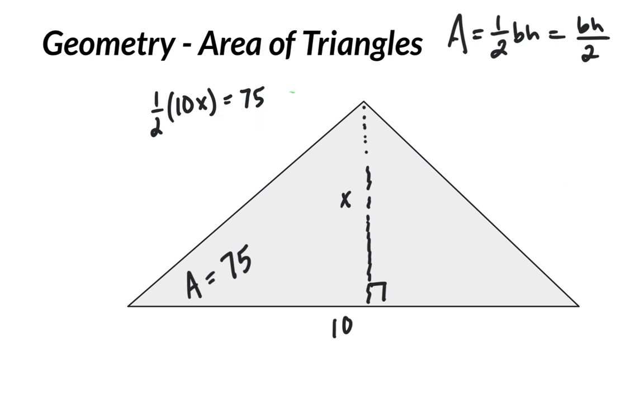I'm going to just choose to multiply the 1/2 in times 10, so 5x equals 75. And then divide both sides by 5. And of course, you get 5 as your x, so your height is 5. So using the formula, we can also use some algebra and really easily solve for missing pieces. Let me show you one other example with a different triangle.